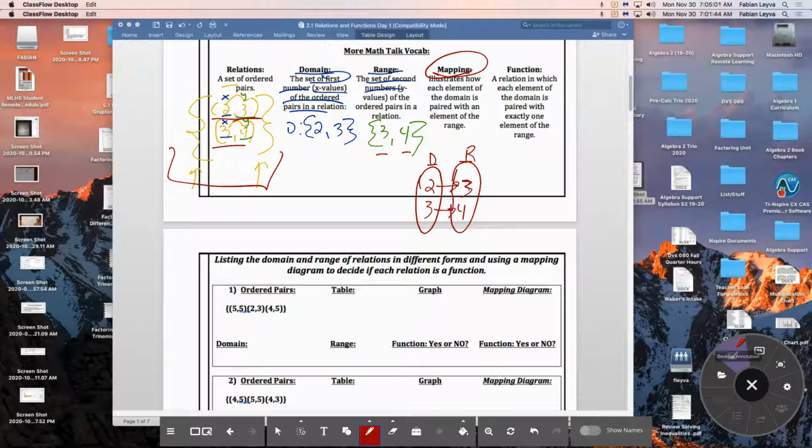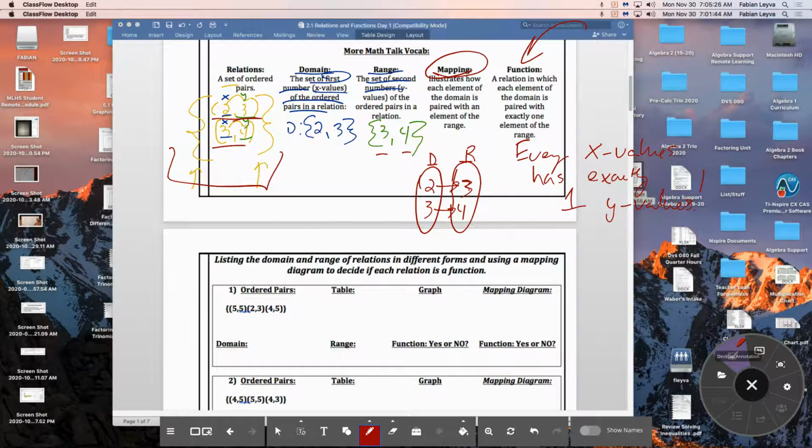All right, so let's talk about functions now. A function is just a relation in which each element of the domain is paired with exactly one element of the range. So just to put it in simple terms, every x value has exactly one y value.